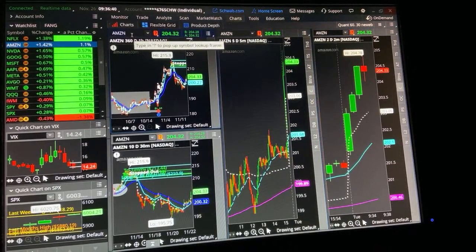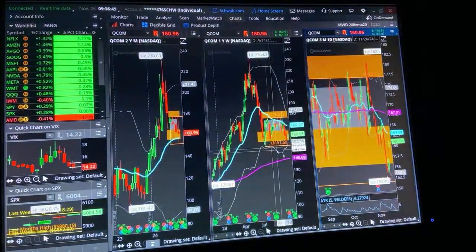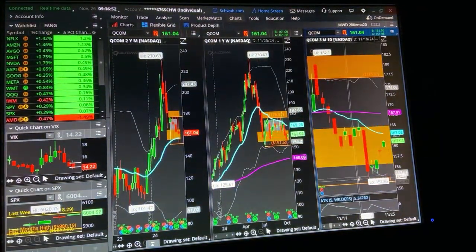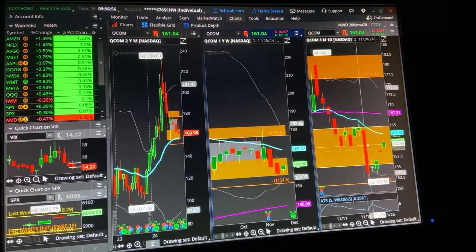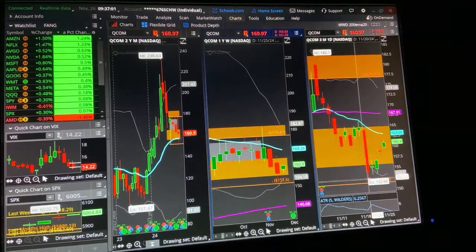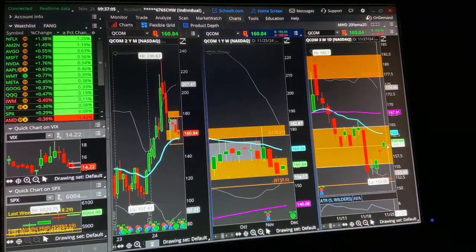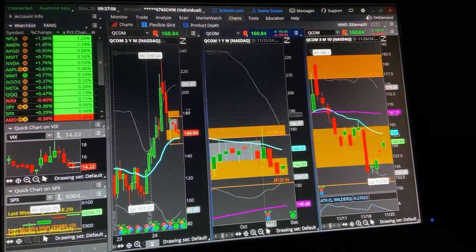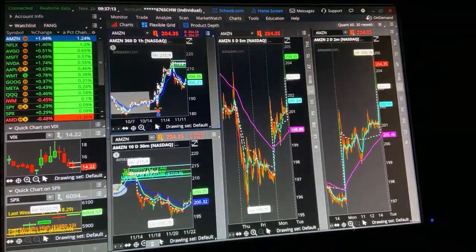Qualcomm. Message retracted. You can delete messages. Cool. Qualcomm swiped one of the Phantoms. A couple of Phantoms caught this big move down. I was focusing on Qs. They caught that. Good job. Since then it's been low range, a slight gap higher up here. Qualcomm's still kind of in this monthly range. Let's see. Amazon still looking decent here.